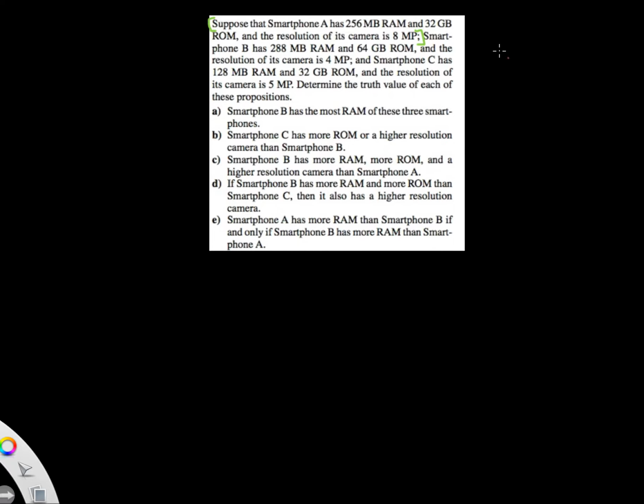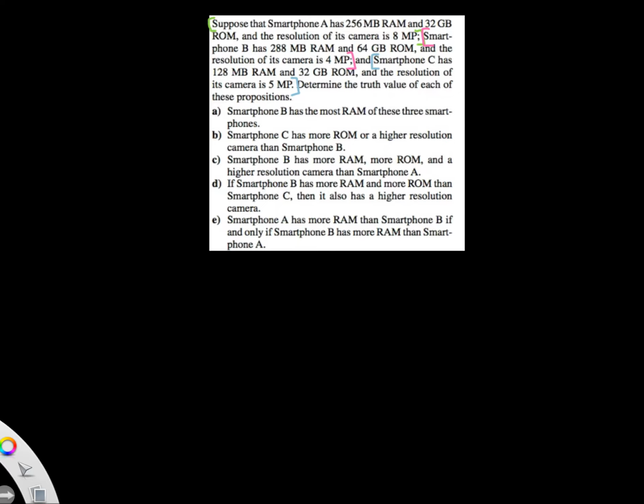And likewise, then I've got smartphone B. So everything in pink over here is smartphone B, which has 288 megs of RAM, 64 GB ROM, and has a camera resolution of 4 megapixels. And then finally, I've got smartphone C, and smartphone C has the following set of facts: 128 megs of RAM, 32 GB ROM, and a resolution of 5 megapixels.